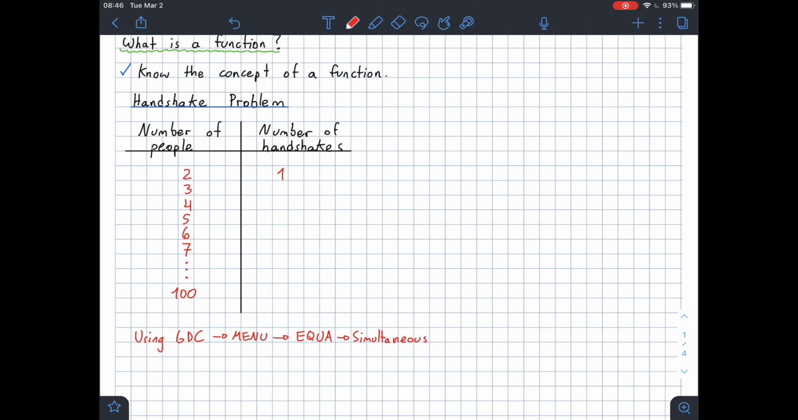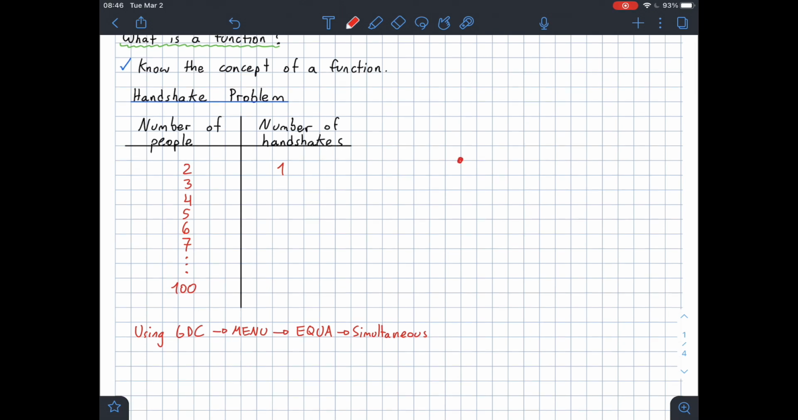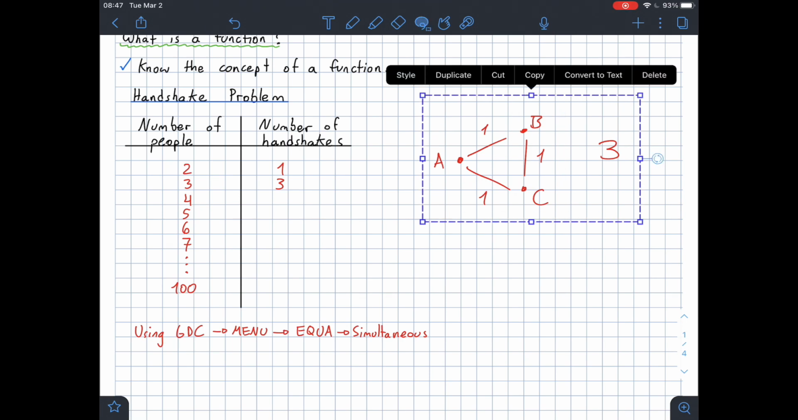Now, if we have three people, let's try to make a drawing here to understand what's happening. Let's say we have person A, B, and C. How many handshakes can be given in total when we have three people? Well, A and B, one handshake. A and C would give another handshake, and finally B and C would give another handshake, so we have a total of 3 handshakes here, right? So if there are 3 people, there are going to be 3 handshakes in total.